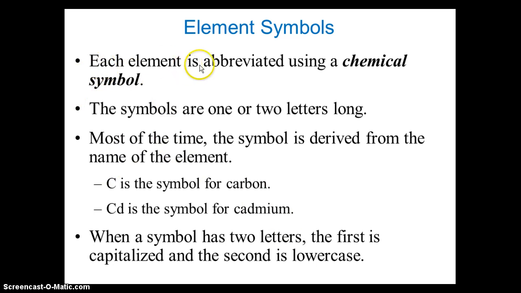And each element is abbreviated using a chemical symbol. Symbols are one or two letters. Most of the time, the symbol is derived from the name of the element. C, for example, is the symbol of carbon. Cd is the symbol of cadmium. When a symbol has two letters, the first is capitalized and the second is lowercase.